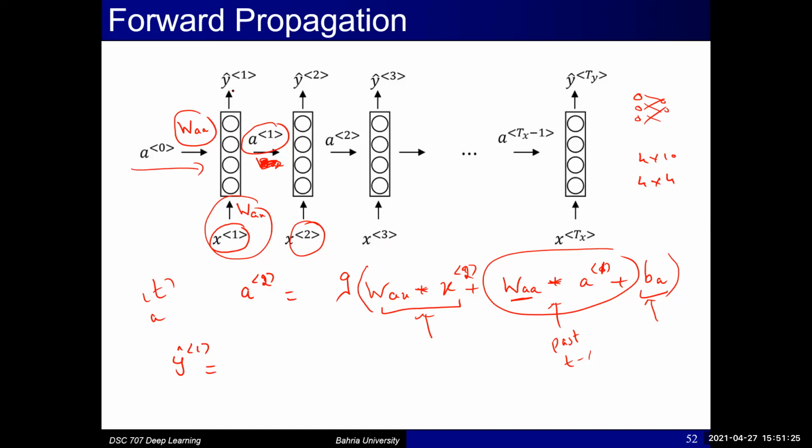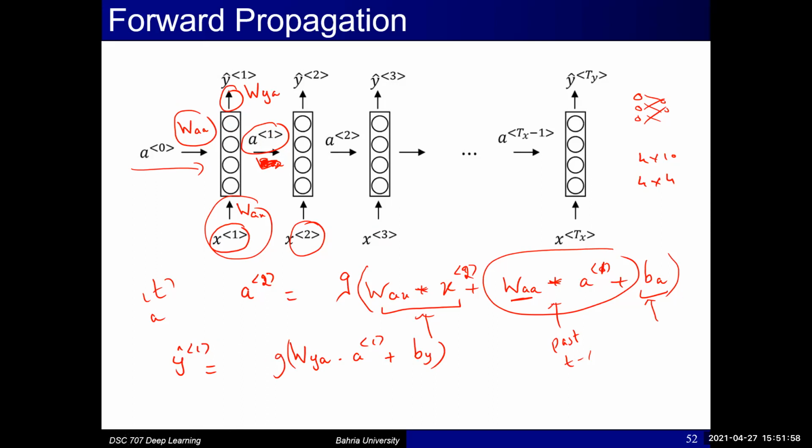Now what is this? This arrow again is a weight matrix, and what is coming on this is A1. So if you want to write for y1, let's say the weight matrix here, let's call it WYA. This is multiplied by A1, which is coming from the hidden layer, and of course you will add some bias, and you apply some activation function, so you get this y.